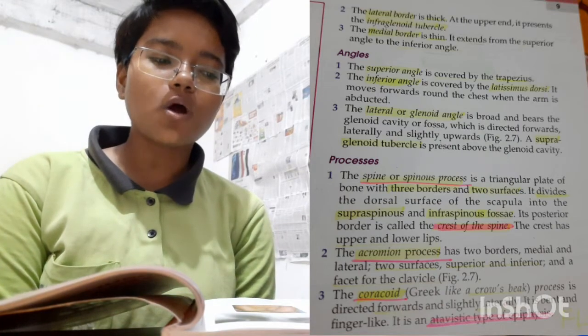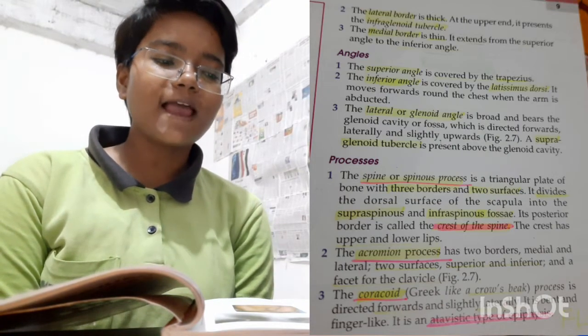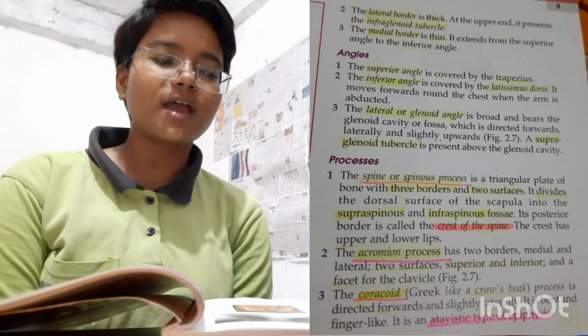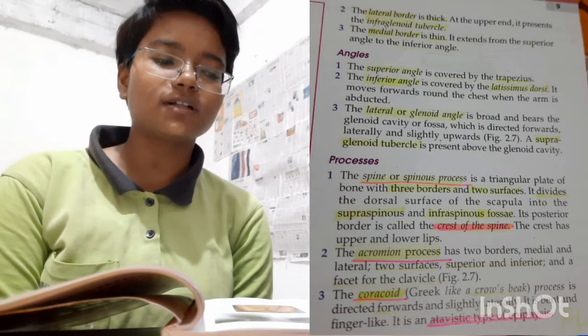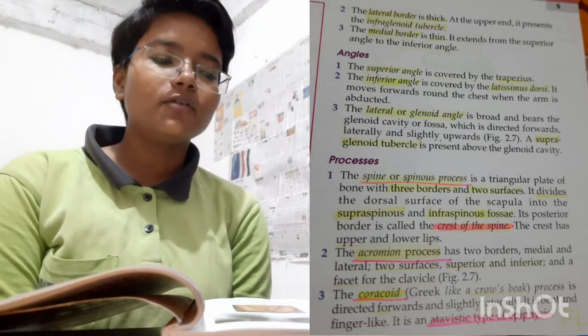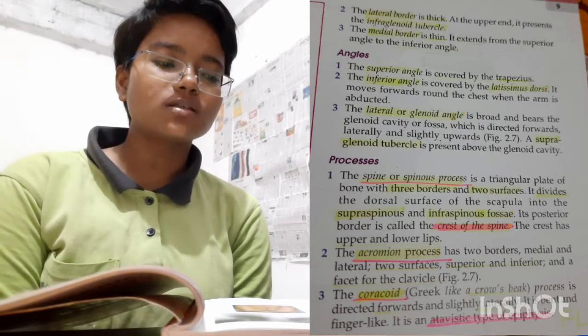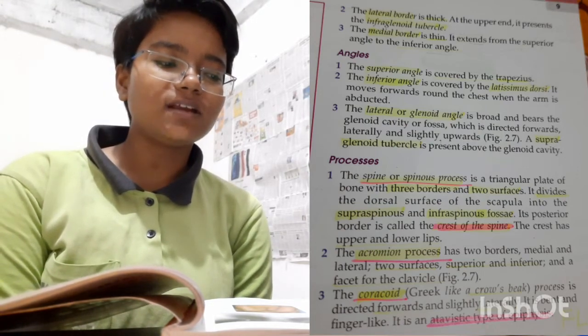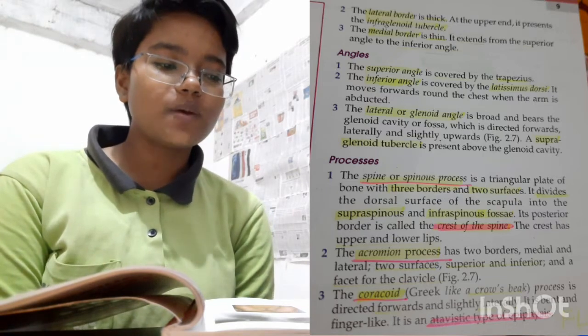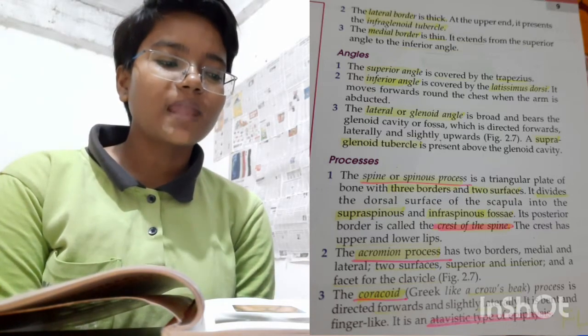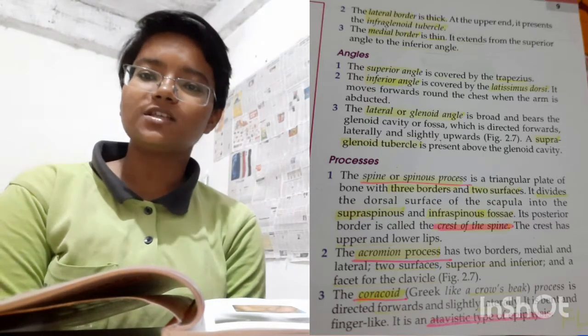The acromion process has two borders, medial and lateral, two surfaces, superior and inferior, and a facet for the clavicle. The coracoid (Greek, like a crow's beak) process is directed forward and slightly laterally. It is bent and finger-like. It is an atavistic type of epiphysis.